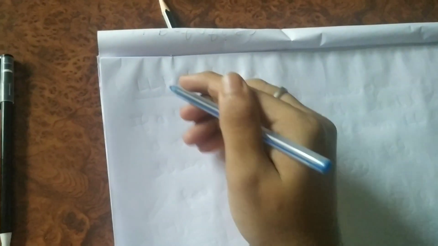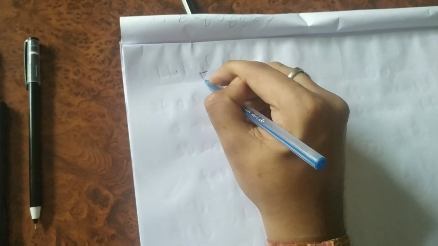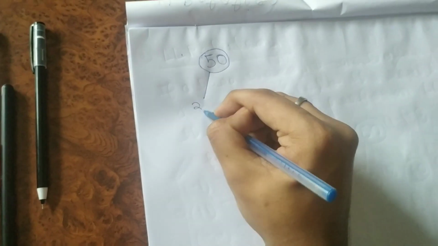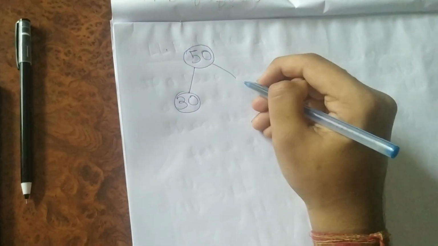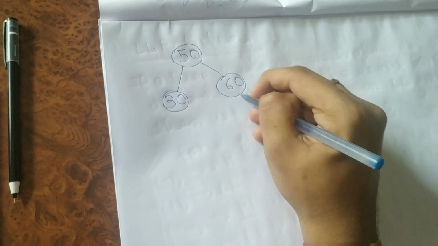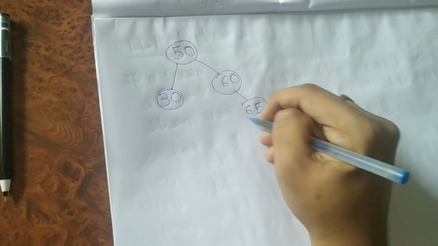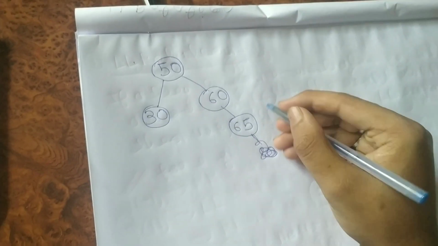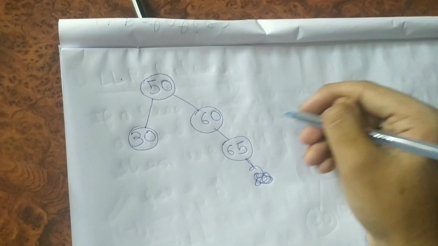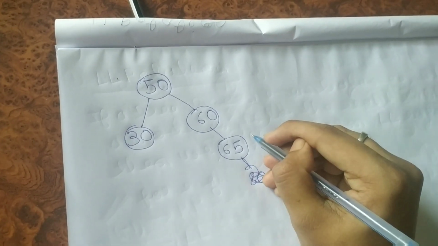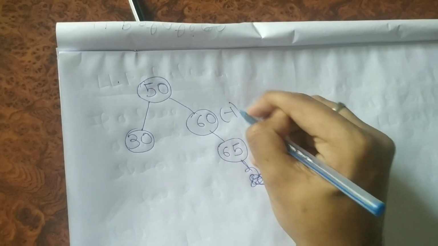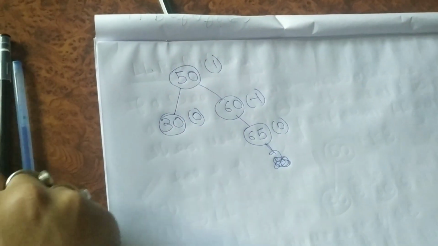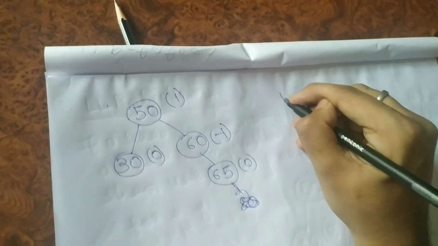So now we have to check the next step. I am writing it here clearly because there is not enough space. 50, 65. So 0, minus 1, 0, and 1.